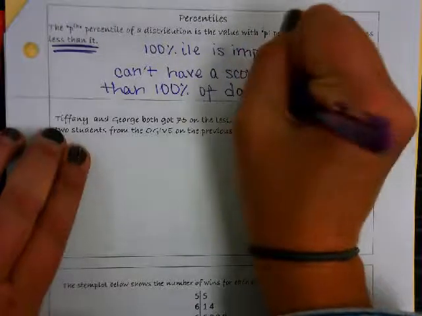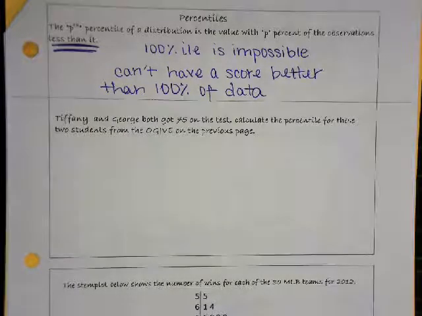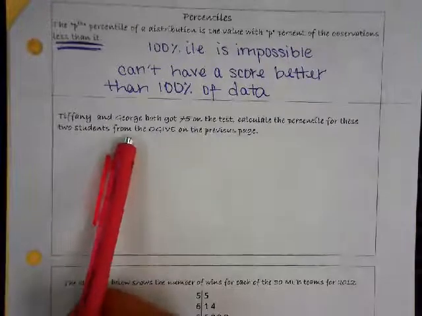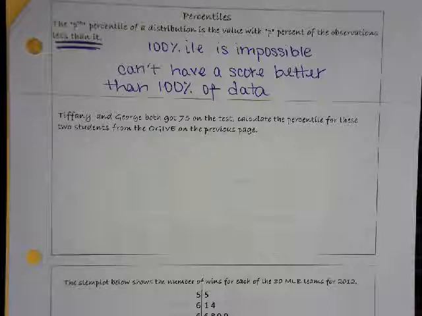So here, Tiffany and George both got 75% on the test. We're going to calculate the percentile for these two students. I said from the ogive, but we're not going to use the ogive. I need to edit that, sorry. We're going to use the actual test scores.